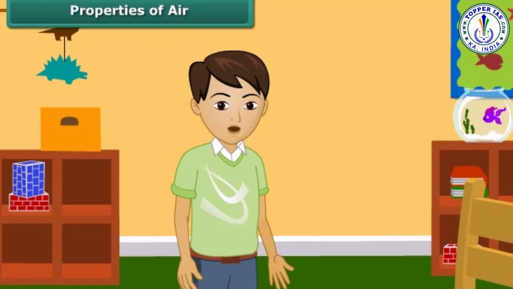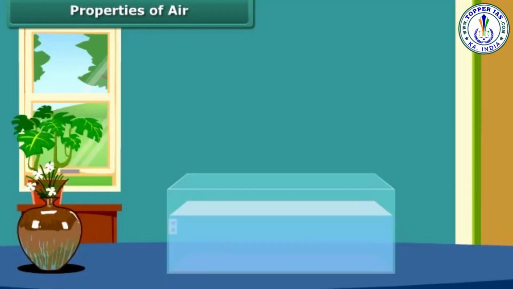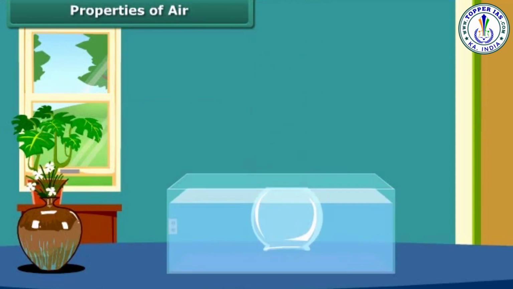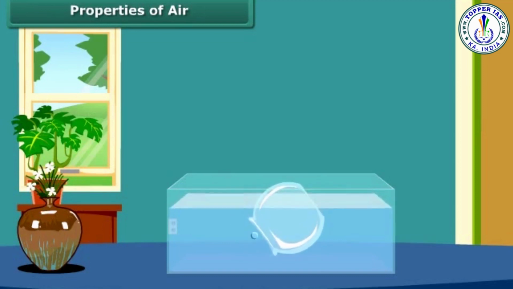Air occupies space. To understand this, take a pitcher and dip it straight into the water. See, no water enters into the pitcher. Now tilt the pitcher slightly. See, the air bubbles are coming out of the pitcher and water starts entering into it.